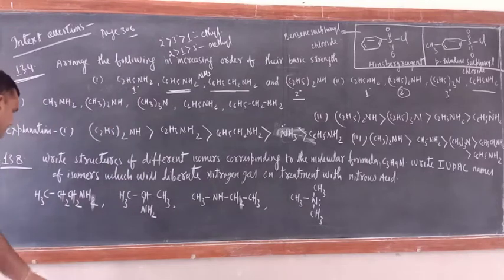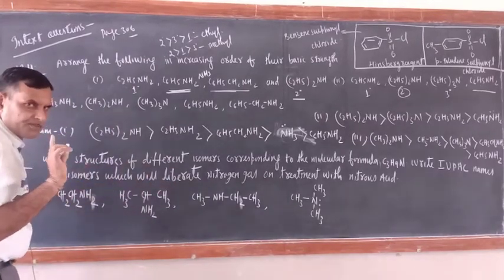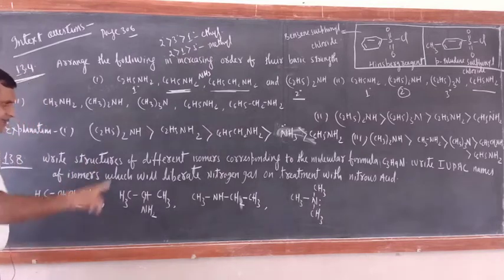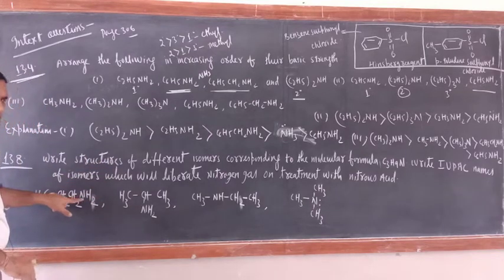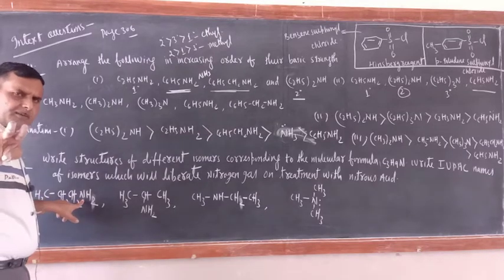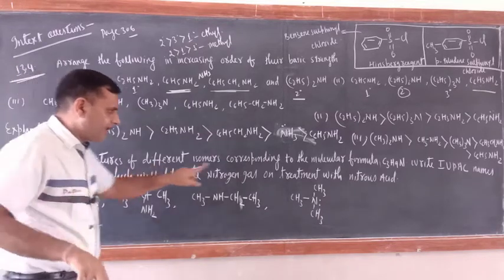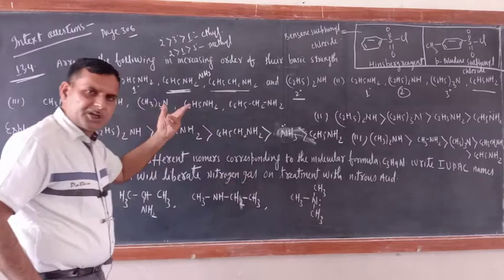I wrote here, what is the name of this one? Just see, these 4 isomers are possible. Okay, how? Just see, 3 carbon, first write 3 carbon. And for 1 degree amine, functional group is NH2. Wherever functional group NH2 is there, that is 1 degree amine. Where NH functional group is there, that is 2 degree amine. Where N functional group is there, that is 3 degree amine.